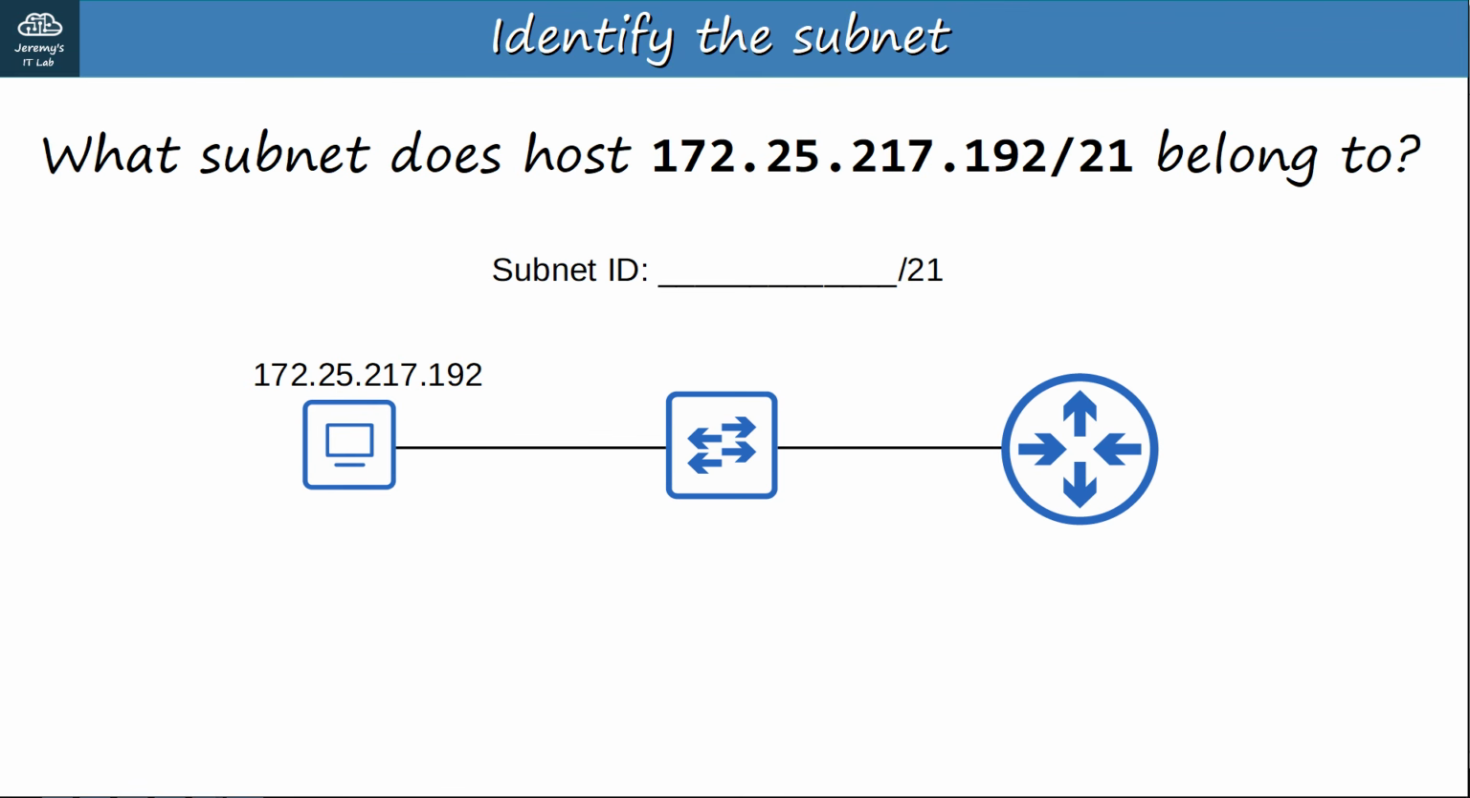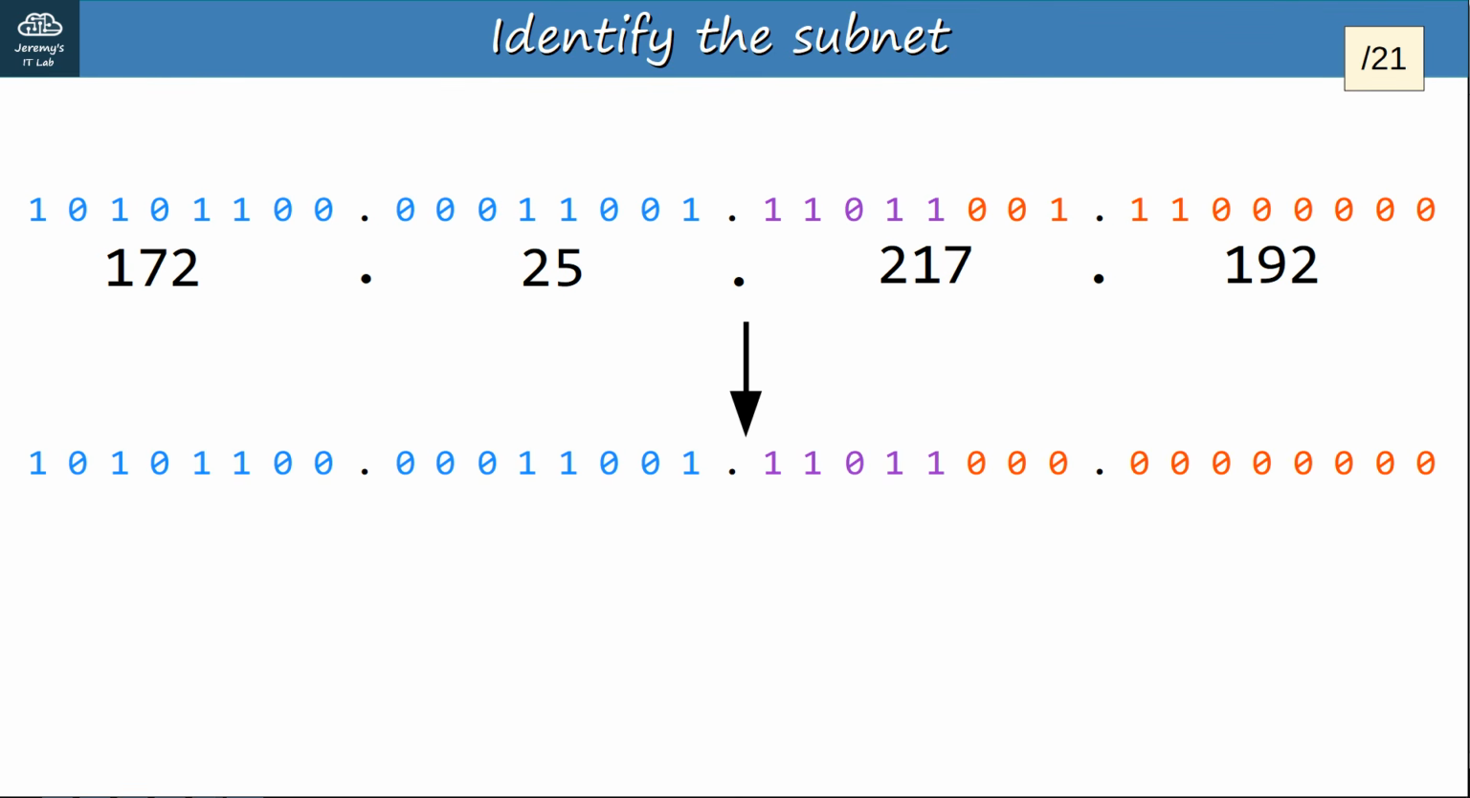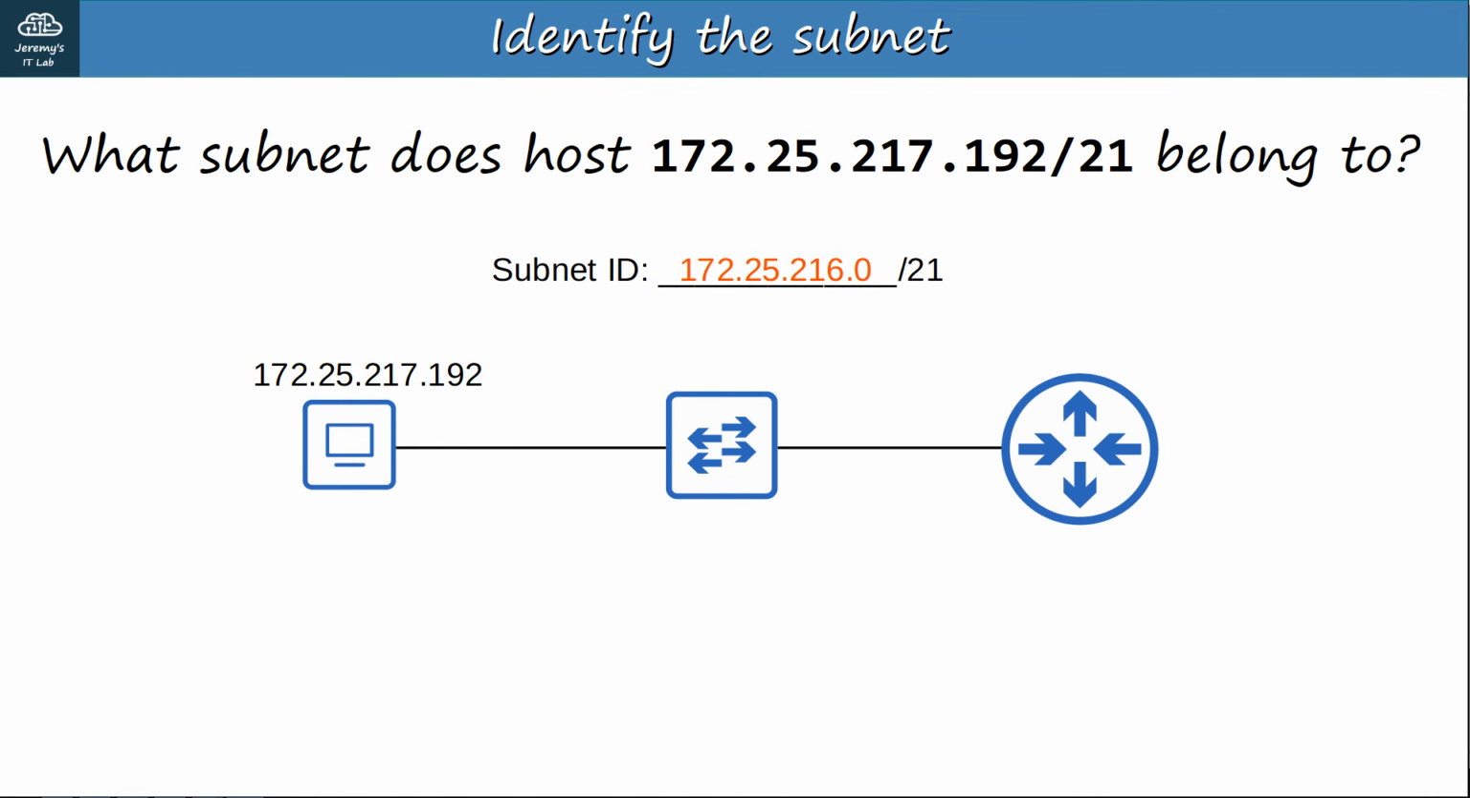Okay, let's check the answer. Here's the address written in binary. As usual, the red bits are the host bits, and the purple bits are the borrowed bits, which are now part of the network portion. Change the host bits all to 0, convert it back to dotted decimal, and you get 172.25.216.0. So, there's the answer to the question.